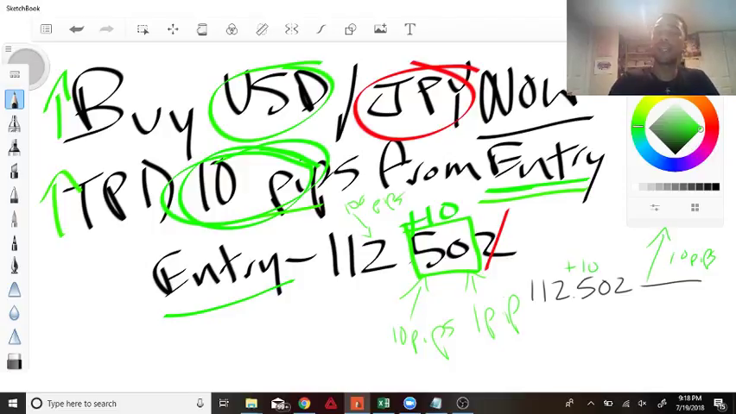So if anything, tell me what you believe that my take profit would be right here. If you're just going to add 10 to that 50, what would be my take profit? Anybody that's brand new, I want you to write it in the chat. Okay. So yes, it's at 112.602, and then we're just going to add that 2 back in.